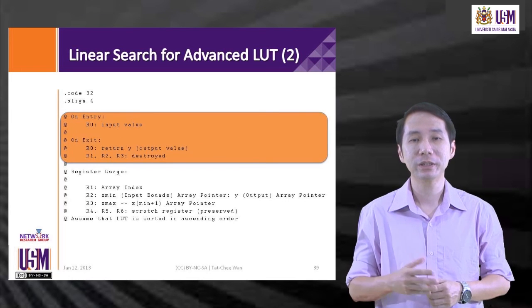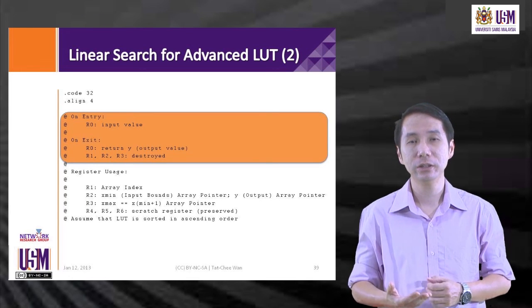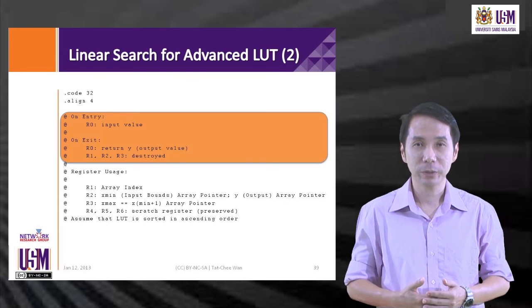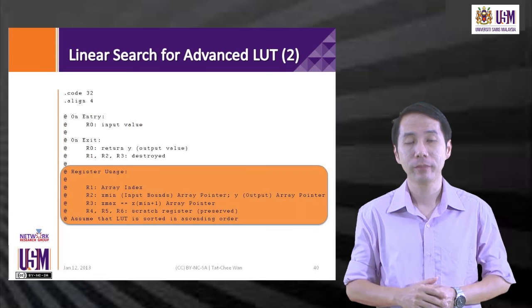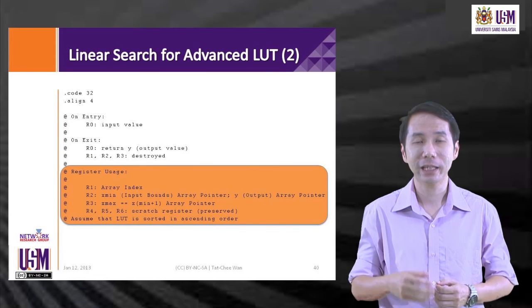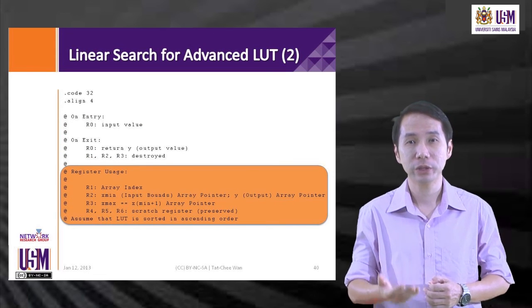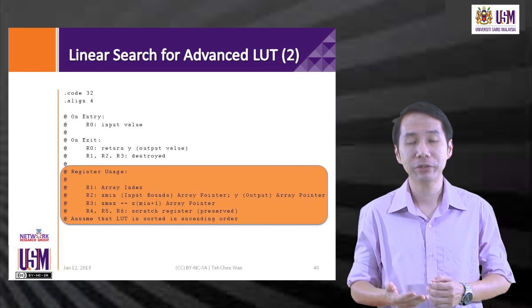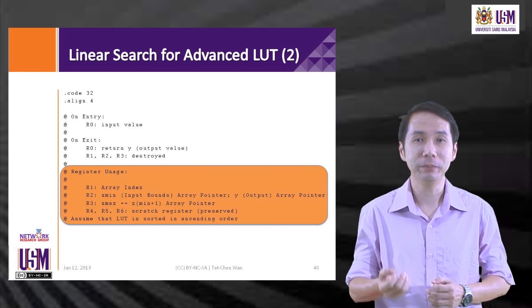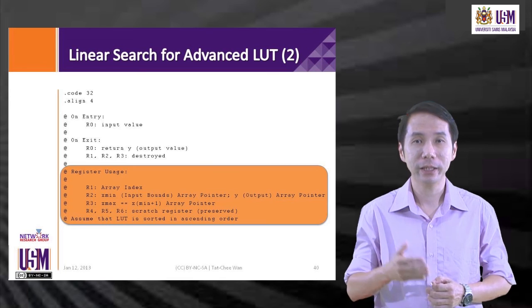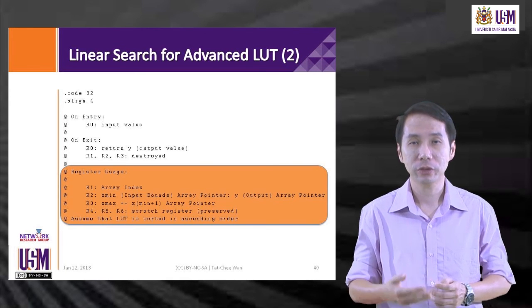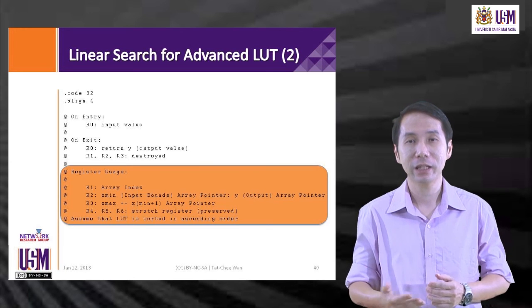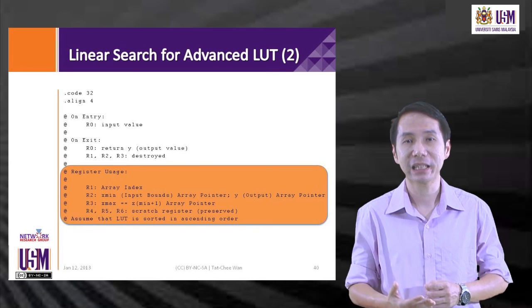So this algorithm will take an input value in R0 and find the corresponding output value and return it in R0 as well. In addition, please note that R1 is used as an array pointer. R2 and R3 are used for retrieving the minimum lower bound and the upper bound for the current row and the next row for comparison. Other registers are used as scratch registers for performing calculations.